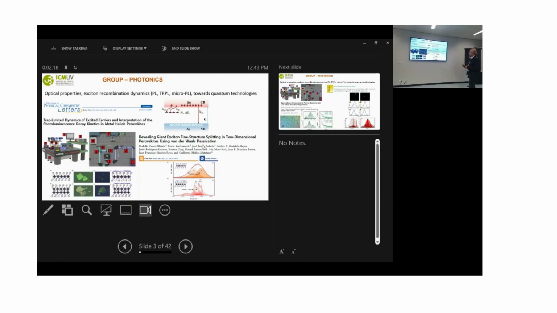Firstly, my group is mainly working in photonics related to optical properties and exciton recombination dynamics by photoluminescence and micro photoluminescence, and also with applications for quantum technologies. Here there are several works with our most powerful technique, a confocal microscope for doing micro PL spectroscopies at low temperature, from 4 Kelvin to room temperature.